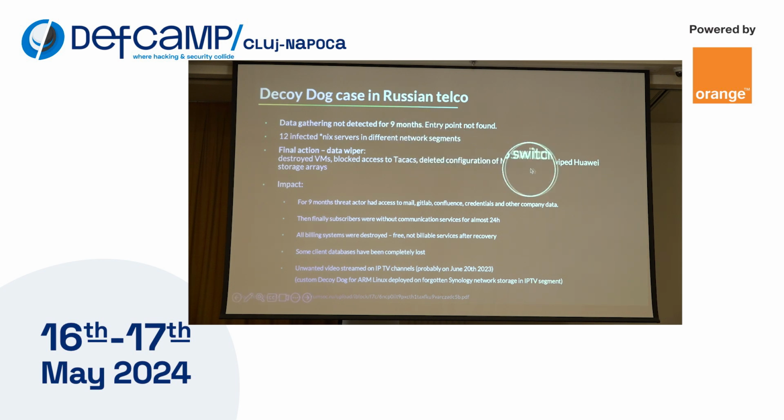The threat actor also deleted configuration from MPLS switches. So basically, there was no mobile service whatsoever for 24 hours because MPLS was not working. So there was no mobile services, no internet services, basically nothing. Core network was not working. They also wiped totally Huawei storage arrays, which was not difficult because they had admin credentials. So that was another funny detail.